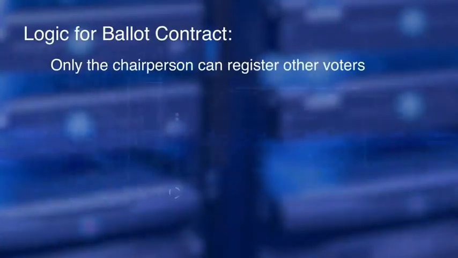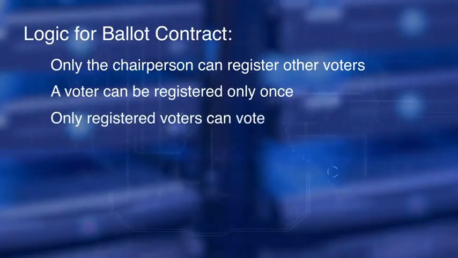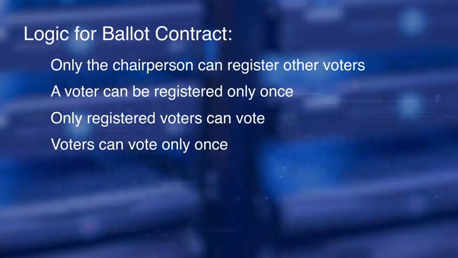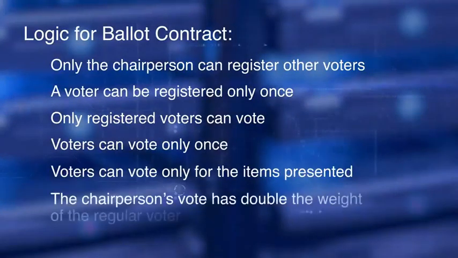Here is the logic, or the rules, to implement. Only the chairperson can register other voters. A voter can be registered only once. Only registered voters can vote. Voters can vote only once. There is no write-in, that is, voters can vote only for the items presented. And the chairperson's vote has double the weightage of the regular voter. To maintain the focus solely on the process of DApp development, we will not handle the time elements or stages of the balloting.